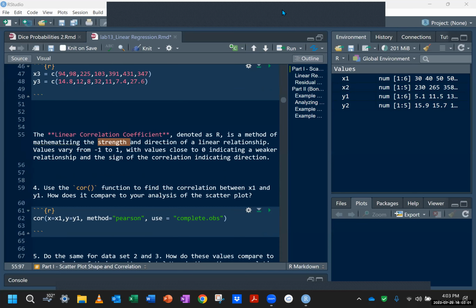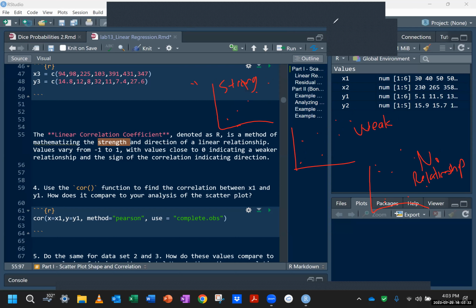Here's an example of a strong relationship. Each point looks like it fits exactly on a line. We would call that strong. If each point roughly looks like it could represent a line, that would be a weak relationship, or relatively weak. And if there's just no pattern at all, that would be no relationship.